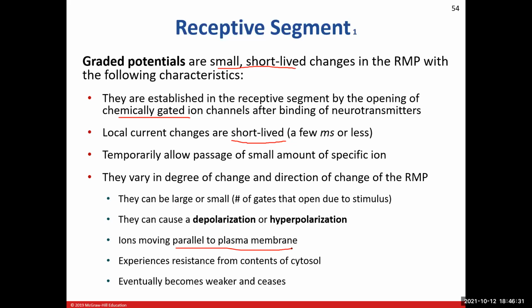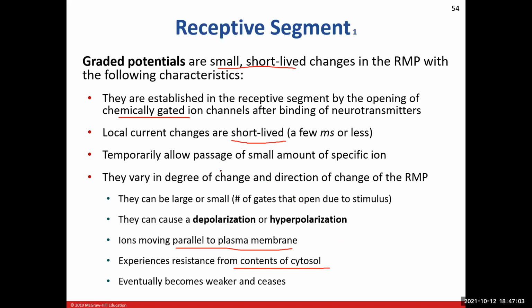Where does that resistance come from? It comes from all the stuff in the cytosol. The cytosol is not like water. It's like swimming through, I don't want to say jello, but real thick oil, not honey. I'd say it's closer to oil. It's just harder. So it becomes weaker and weaker and weaker the further and further it travels from where it entered into the cell.